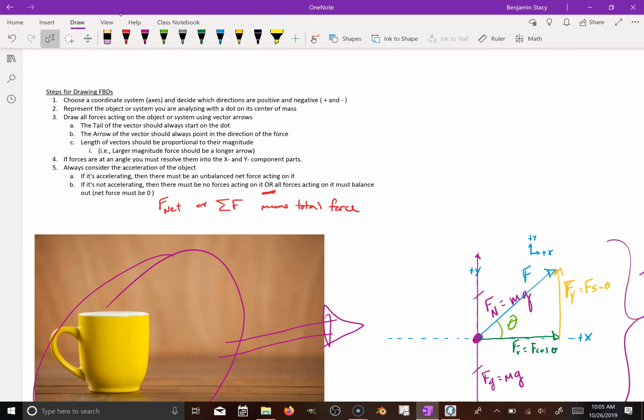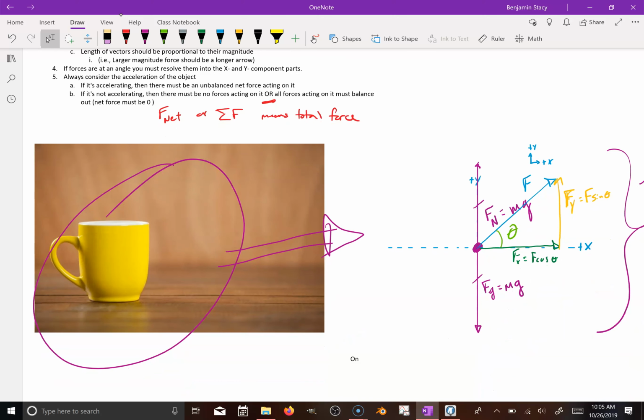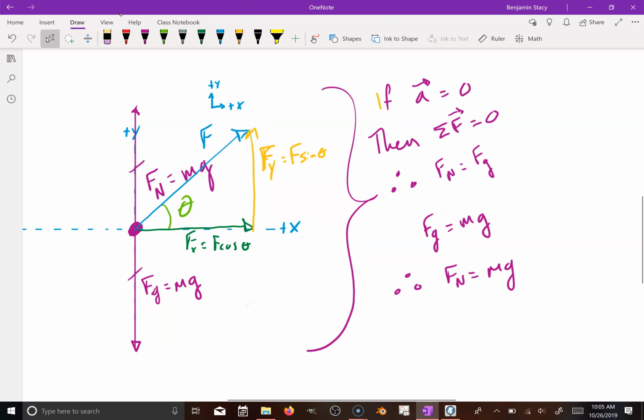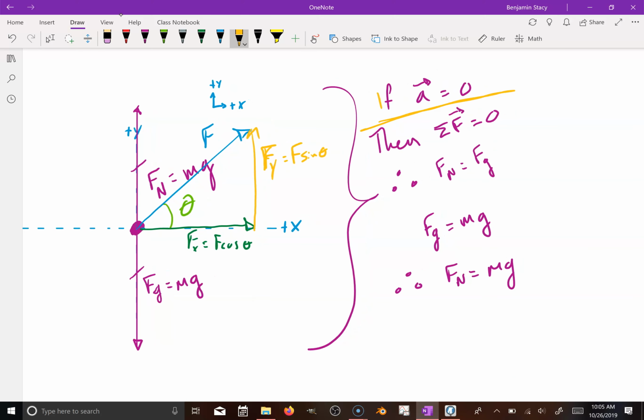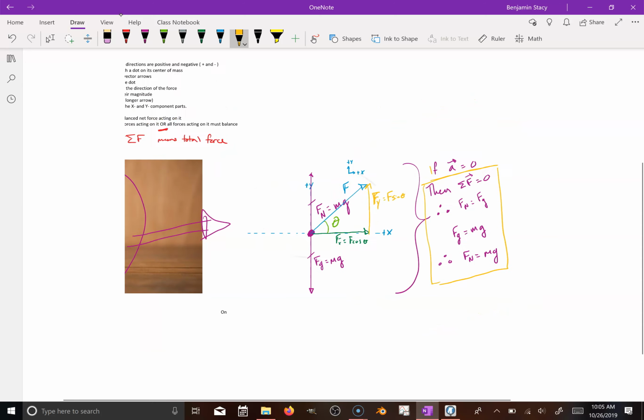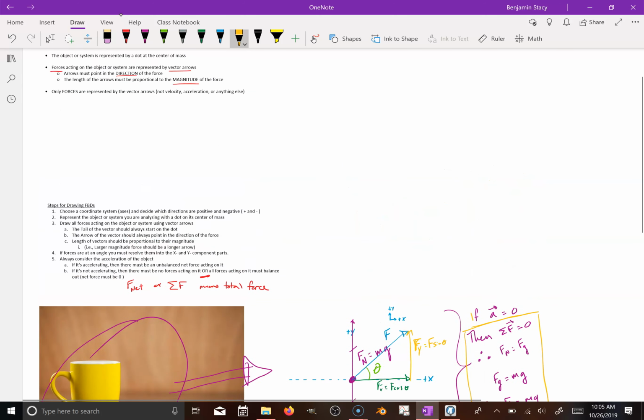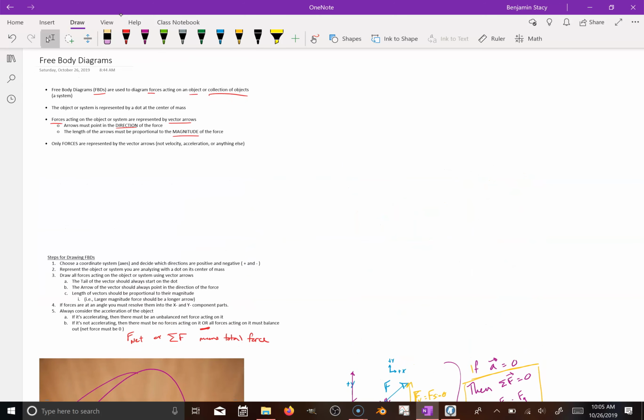Consider the acceleration of the object. In the case of the coffee mug, I considered that, and I said acceleration is 0, and I can draw conclusions from that, namely that the normal force must be equal to mg. All right, that's all for free body diagrams for now.